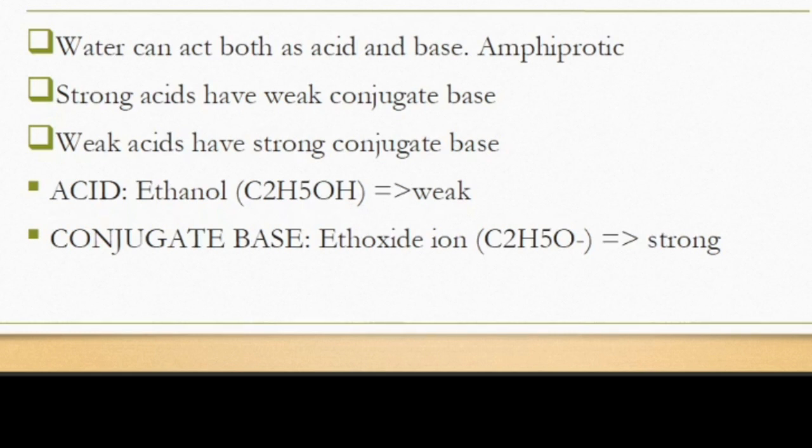Strong acids have weak conjugate bases, and weak acids have strong conjugate bases. Such as ethanol is a weak acid, and its conjugate base, ethoxide ion, is a strong base. That is, it can readily accept a proton.